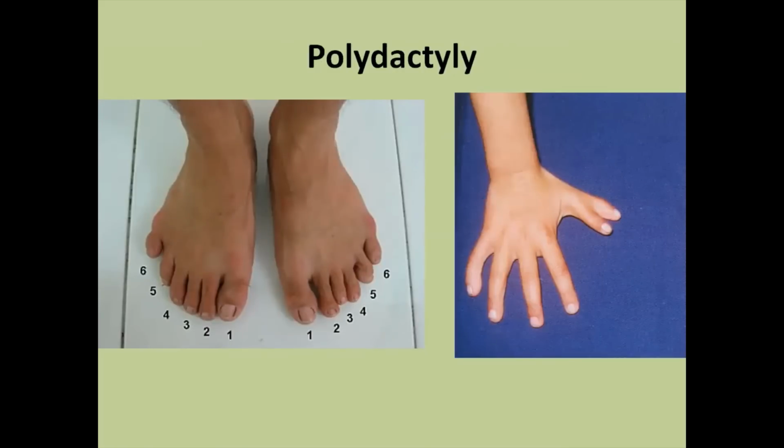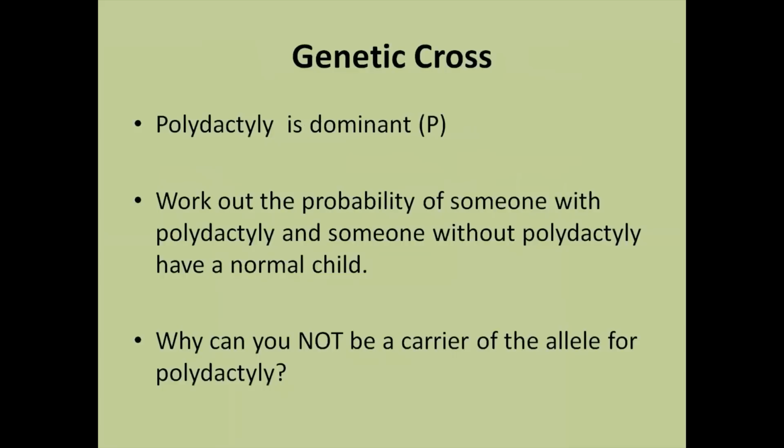Polydactyly affected individuals have extra fingers or toes, and it is caused by a dominant allele. This condition does not cause any other problems. Work out the probability of someone with polydactyly and someone without polydactyly having a normal child. You cannot be a carrier of the allele for polydactyly because it is caused by a dominant allele. So when you carry a dominant allele, you will show the characteristic.